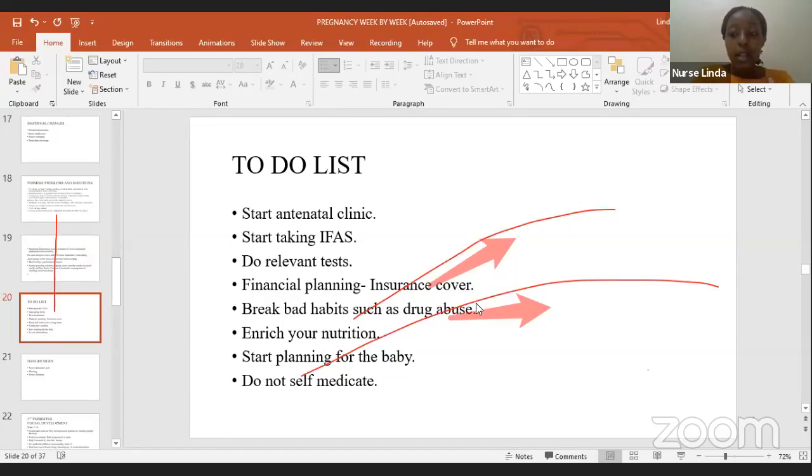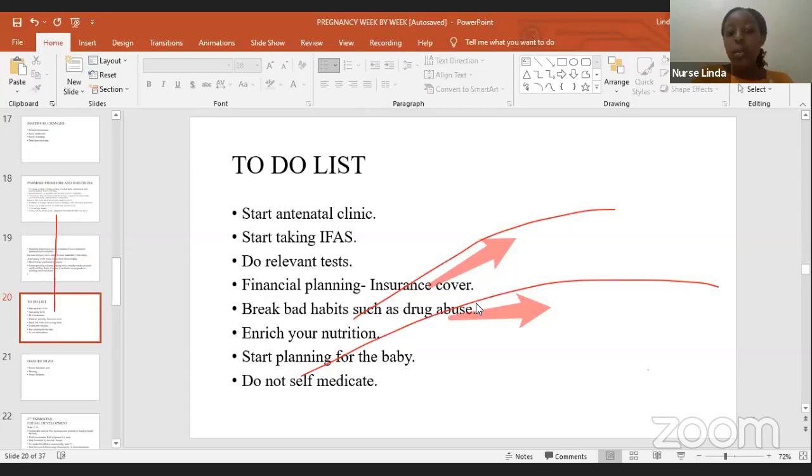So they alter the way the fetus is growing, and the fetus may end up having malformations just because of the substances that the woman is taking in during the pregnancy. They also need to enrich their nutrition so that they are healthy, so that they are able to have a healthy pregnancy and also have a healthy baby.